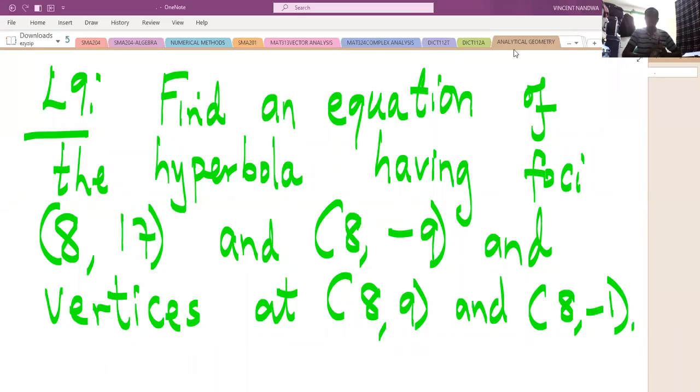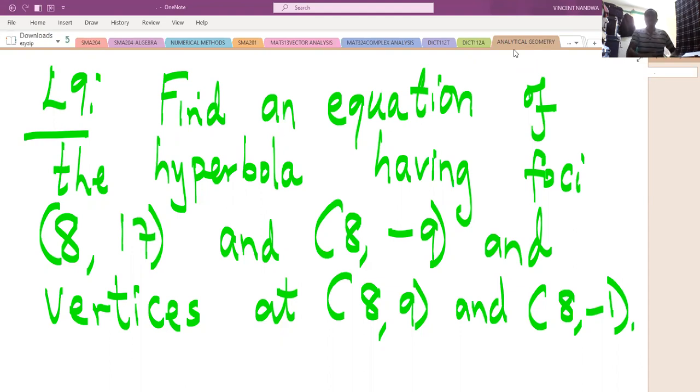So welcome to this class. In this session, we are going to demonstrate a problem which deals with the application of hyperbolas. You are given the coordinates of the foci and the coordinates of the vertices. Then you have to find the equation of the hyperbola.